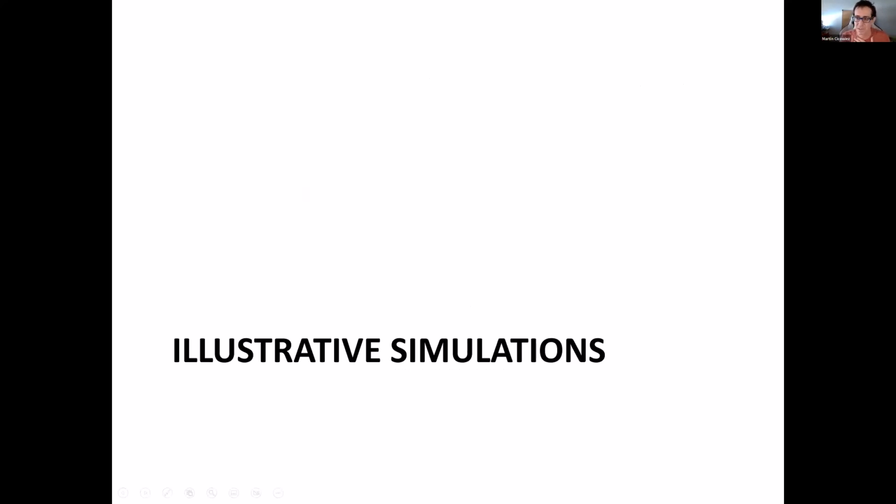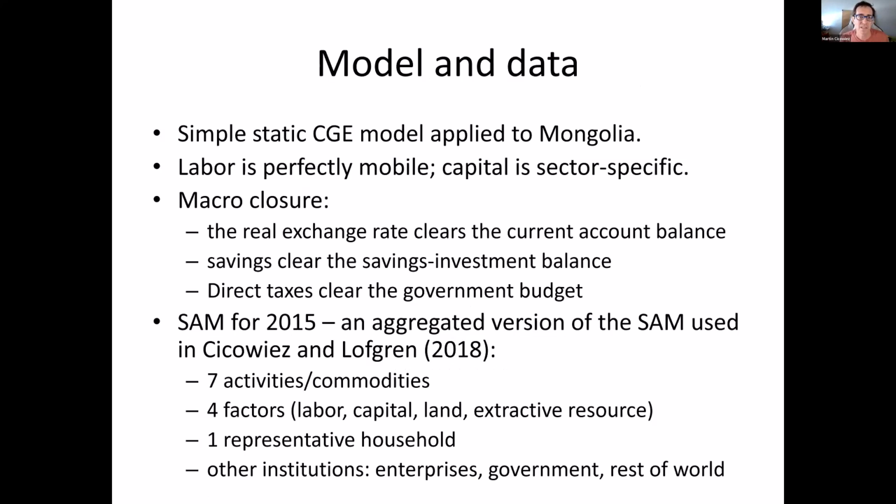Okay, so thank you. What I will do now is show you some simulations using a general equilibrium model so that we illustrate the approach that Hans has presented. For this application, we use a simple static CGE model. We apply the model to Mongolia.